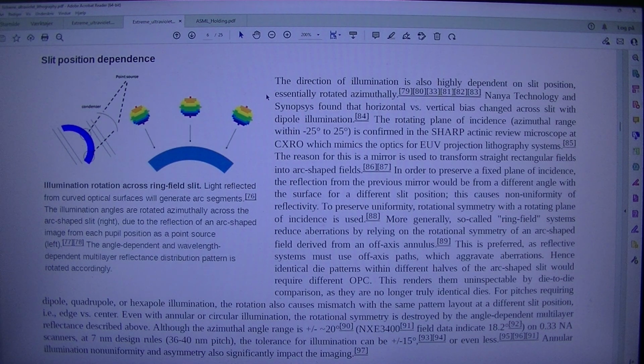79, 80, 33, 81, 82, 83. Nanya Technology and Synopsys found that horizontal versus vertical bias changed across the slit with dipole illumination. 84.